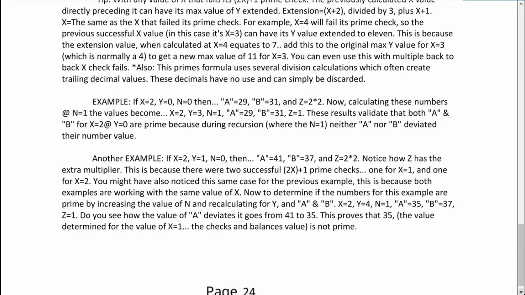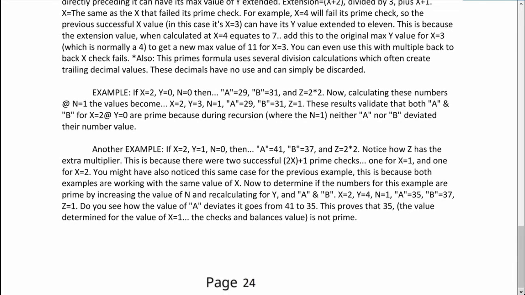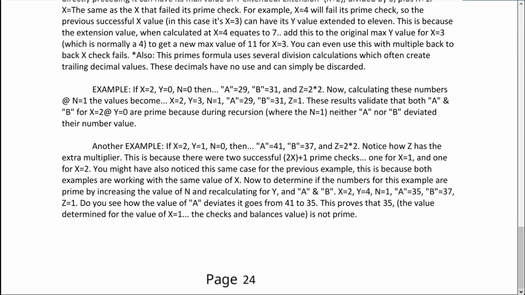Also, the primes formula uses several division calculations, which often create trailing decimal values. These decimals have no use and can simply be discarded.